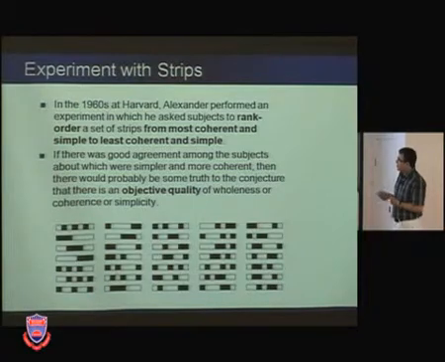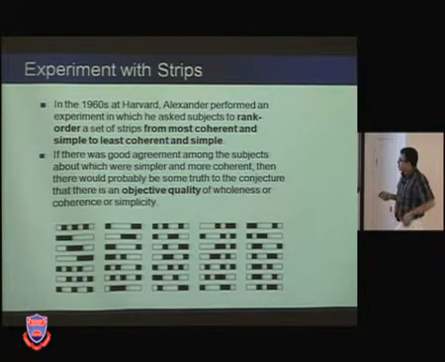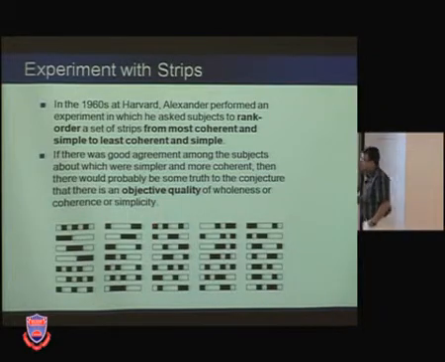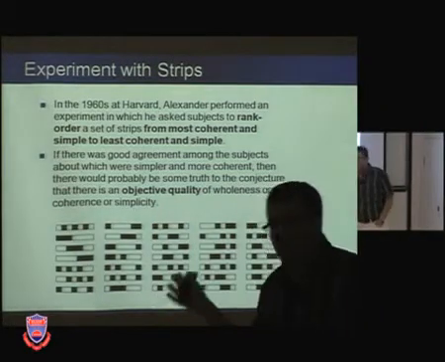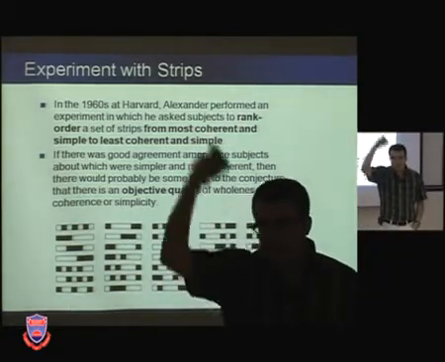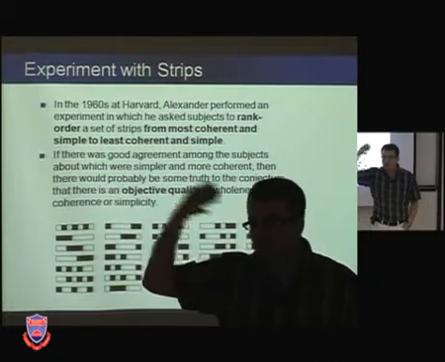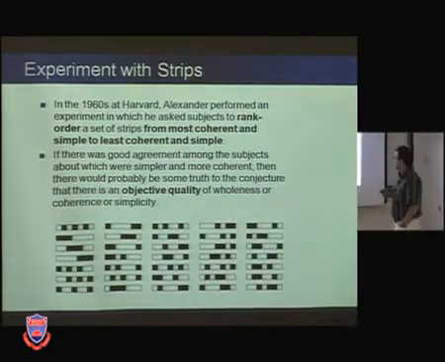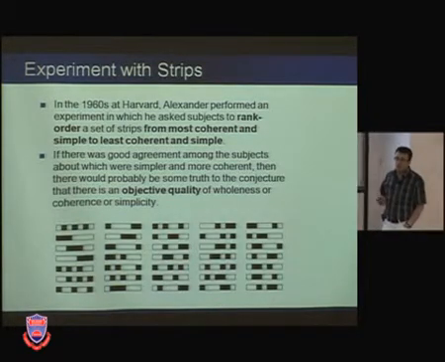Hypothesis here: if there was a good agreement among the subjects about which were simpler and more coherent, then there would probably be some truth to the conjecture that there's an objective quality of wholeness or coherence or simplicity. That is, if you would do this experiment and you have all the similar rankings, then we could say, hey, probably there's some objectivity there, objective quality. Okay.